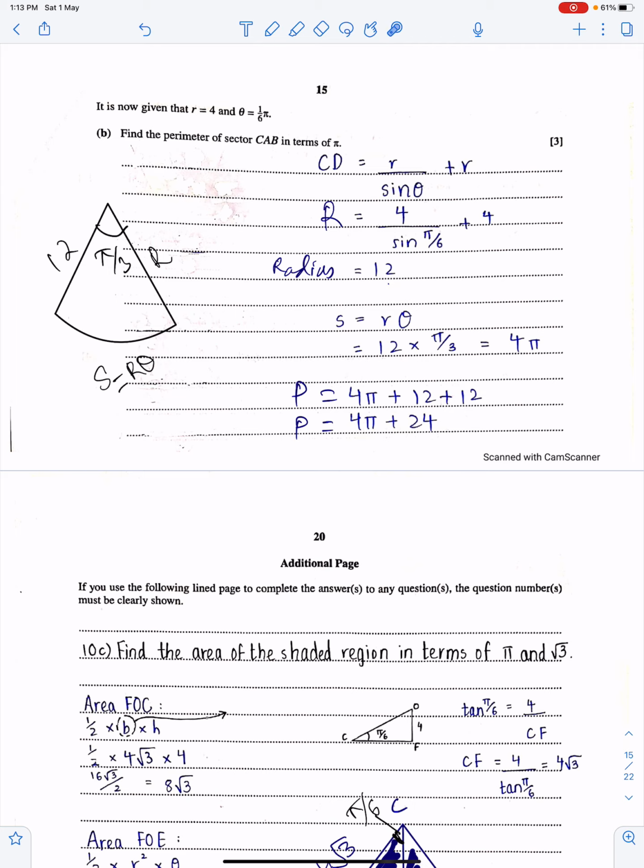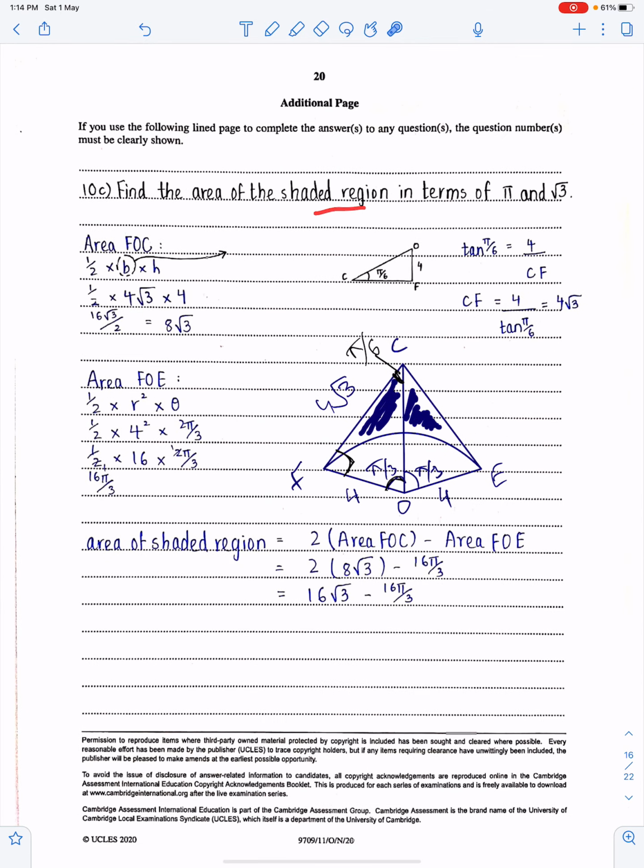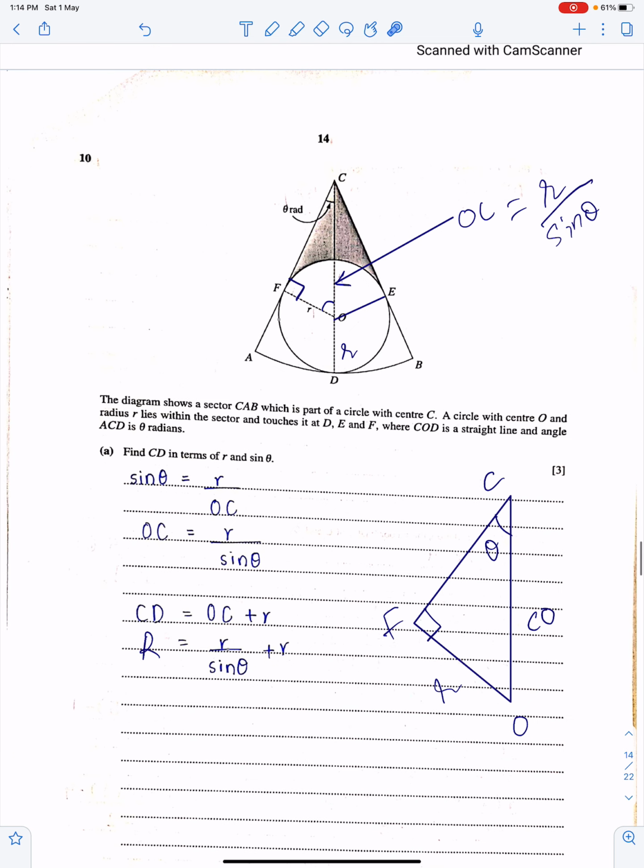So perimeter is simple, the sum of the boundaries of this sector: 12 plus arc length. Arc length is 4 pi. This is the perimeter of this sector. In the next part, find the area of the shaded region. We need this area. This is so simple. By subtracting the area of this sector from the areas of these two triangles, we can get this area.